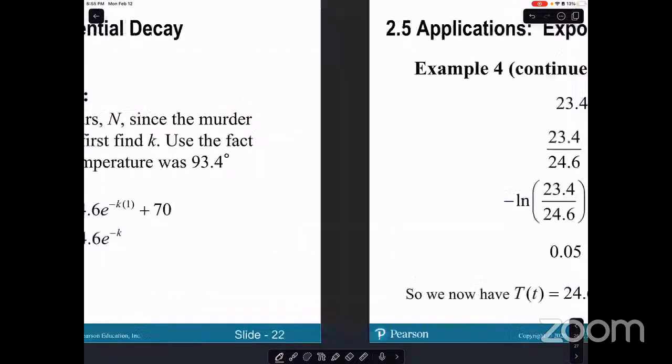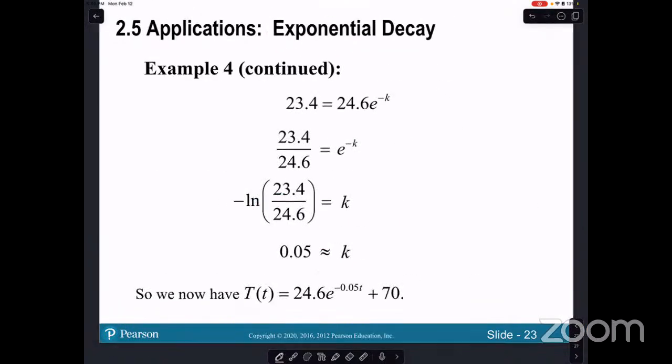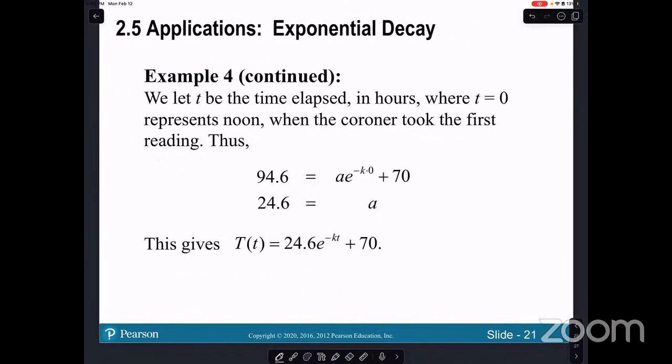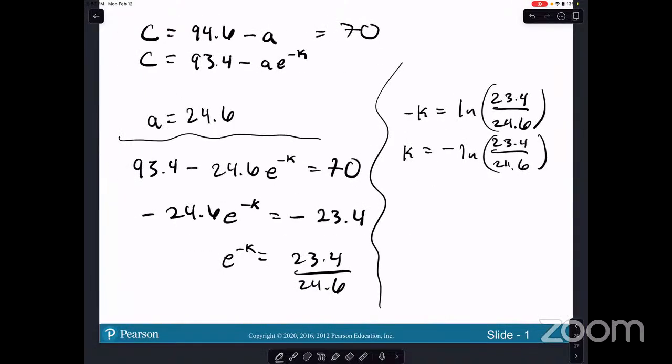So now we have this. That's fine. Let me see. Determine the time of death. Here it is. A normal body temperature of 98.6 at the time of death. So that's like the general temperature of a human. That's what we needed. So I'm just going to use that. 98.6. Okay. Where'd it go?